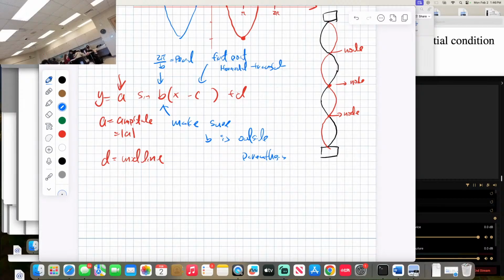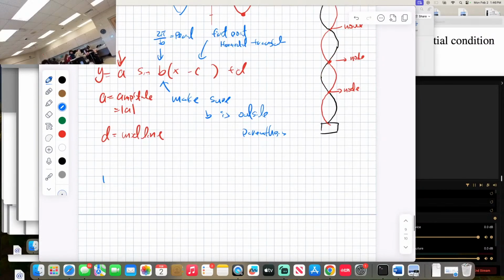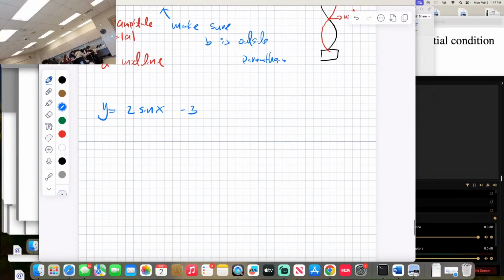Okay? We start by understanding some simple one. So let's just understand y equal to 2 sine of x minus 3. So how do I graph this? So you realize which two values you have. I have A or have B or have C or have D. Which two values? What is it? A and D. A and D, good. So A is equal to 2. D is equal to 3.